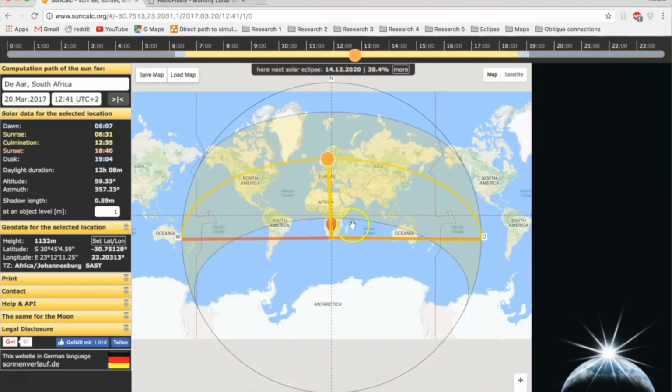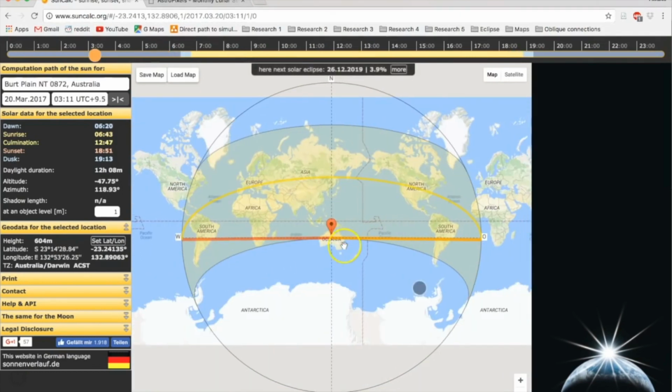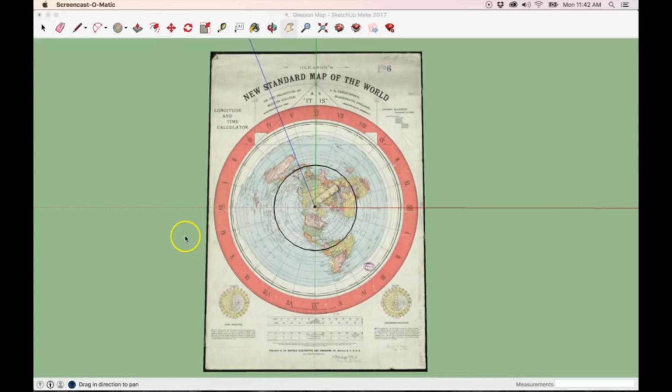We've got it down here in Africa. We've got it over here in Oceania. This is a new terminology to me. That was always Australia to me, not Oceania.